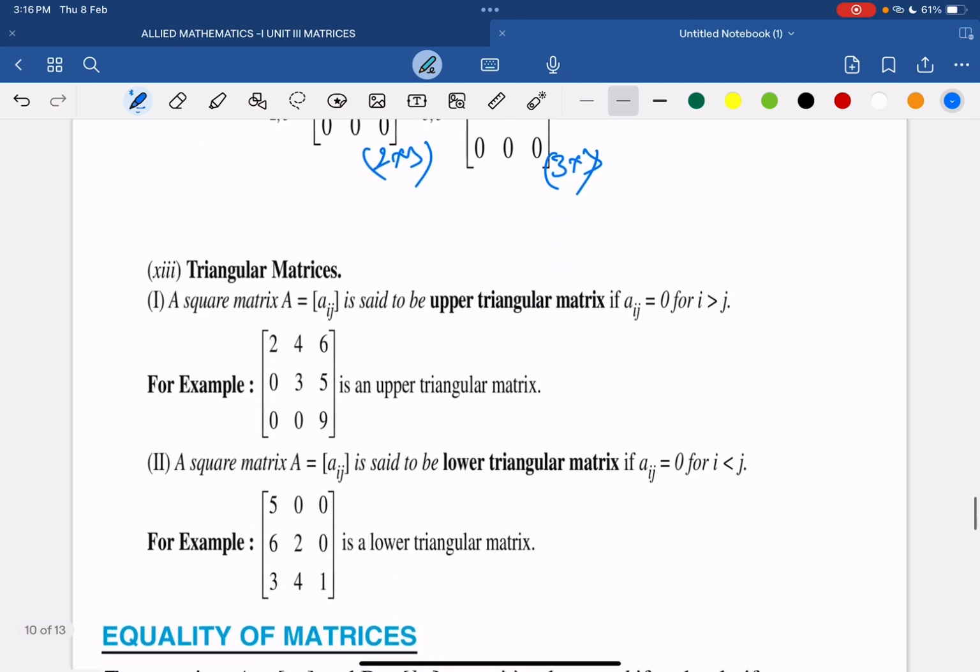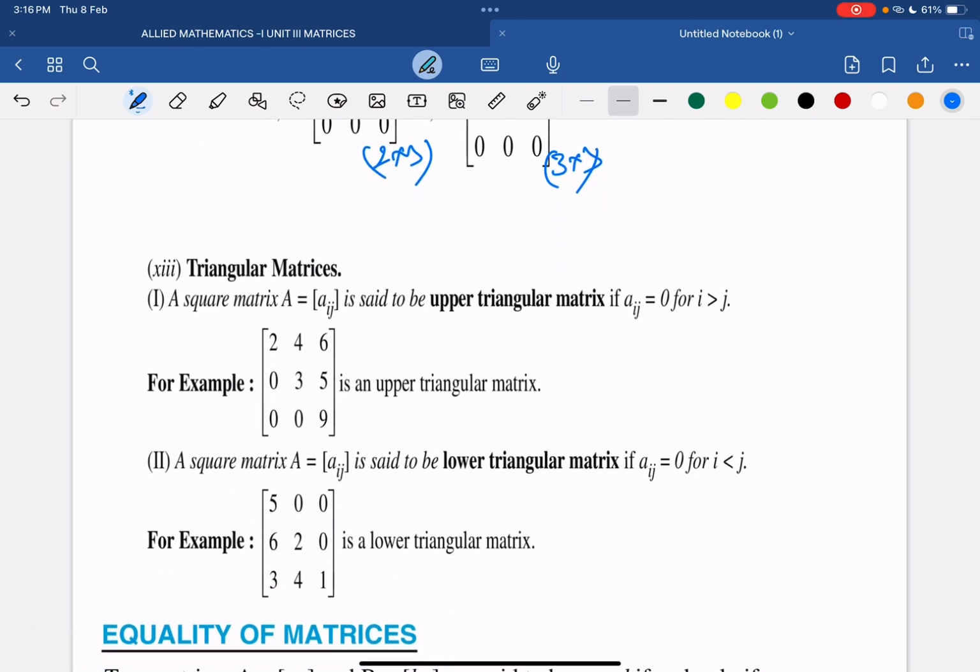Next is the triangular matrix. A square matrix A equals Aij is said to be an upper triangular matrix if Aij equals 0 for i greater than j. So it means entries like A21, A31, A32 are 0. Below the diagonal, the elements are 0; that is called an upper triangular matrix.